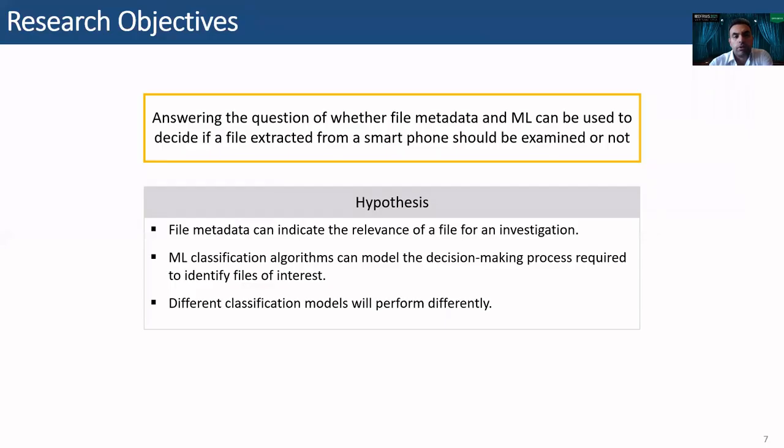Moving on to the research objectives. So we aim at answering the question of whether file metadata and machine learning can be used to decide if a file extracted from a smartphone should be examined or not. The research question is built upon the hypothesis that file metadata can indicate the relevance of a file for an investigation, and that machine learning classification algorithms can actually model the decision-making process required to identify files of interest. And finally, that different classification models will perform differently.